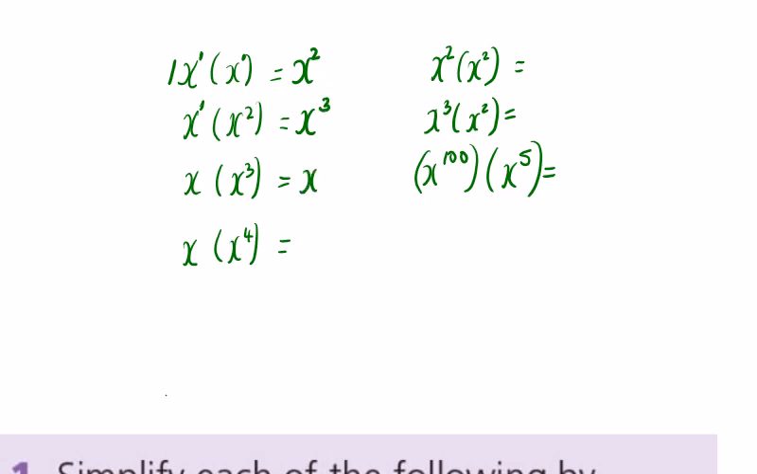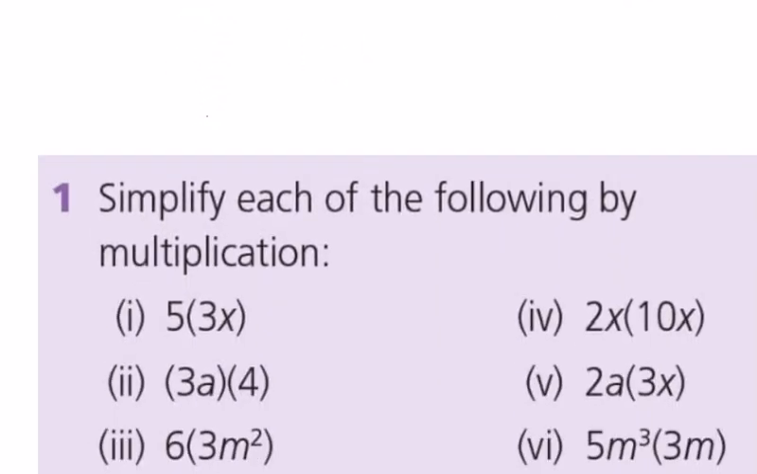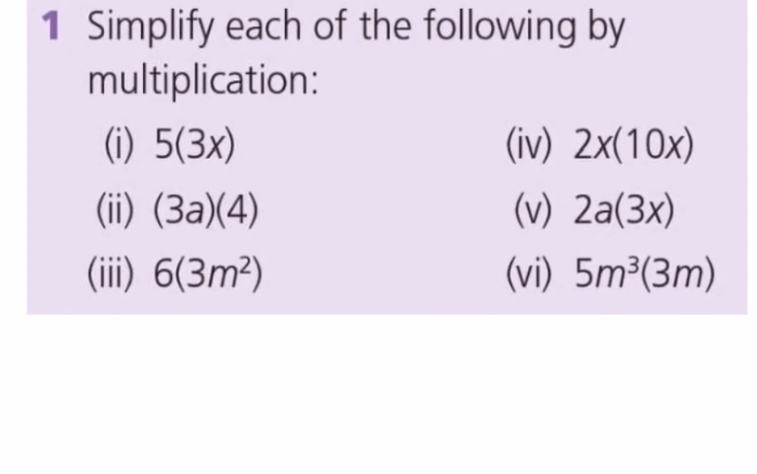X by x cubed is x to the power of 4. X by x to the power of 4 is x to the power of 5 because we're adding this 1 and the 4. X squared by x squared is x to the power of 4. X cubed by x squared is x to the power of 5. And just one random x to the power of 100 by x to the power of 5 is x to the power of 105. So let's learn the language here that we need to do these questions.